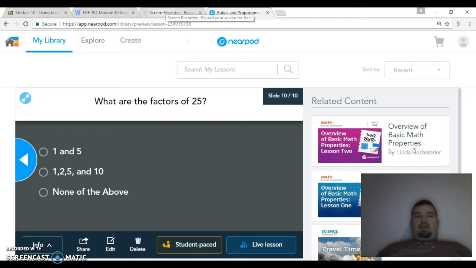So that's what my lesson and assessments are about today: describing ratios and proportional relationships to be able to solve real life word problems.